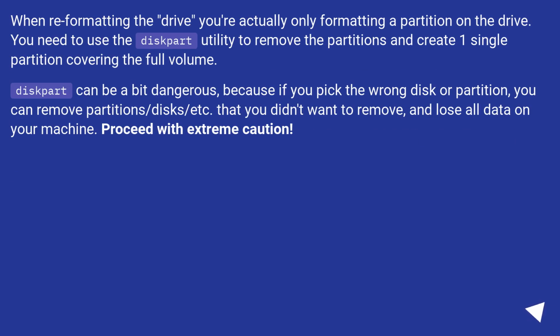When reformatting the drive you're actually only formatting a partition on the drive. You need to use the diskpart utility to remove the partitions and create one single partition covering the full volume. Diskpart can be a bit dangerous, because if you pick the wrong disk or partition, you can remove partitions, disks, etc. that you didn't want to remove, and lose all data on your machine. Proceed with extreme caution.